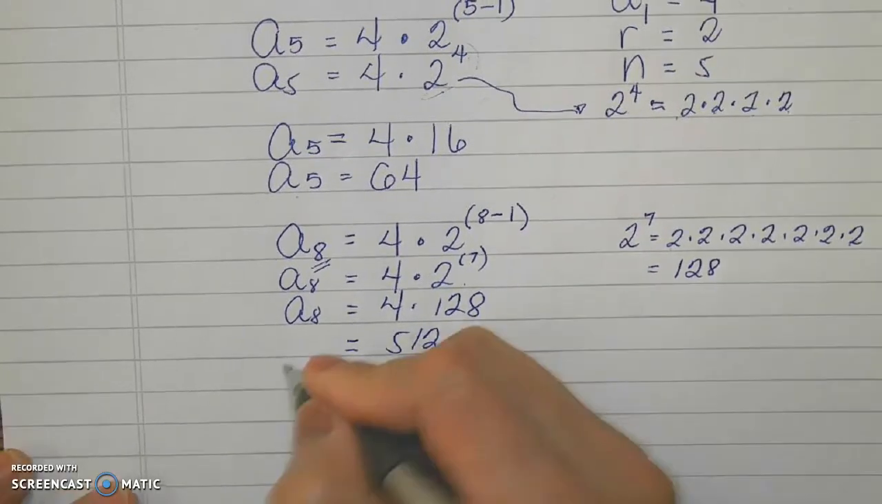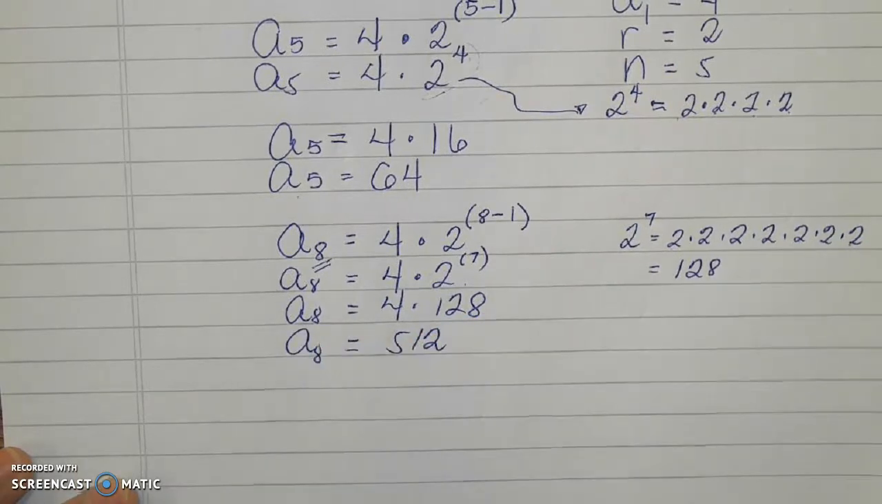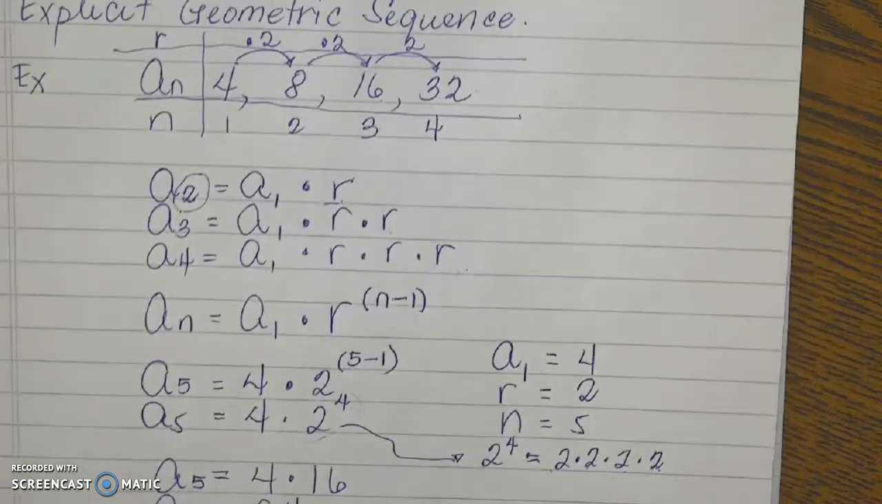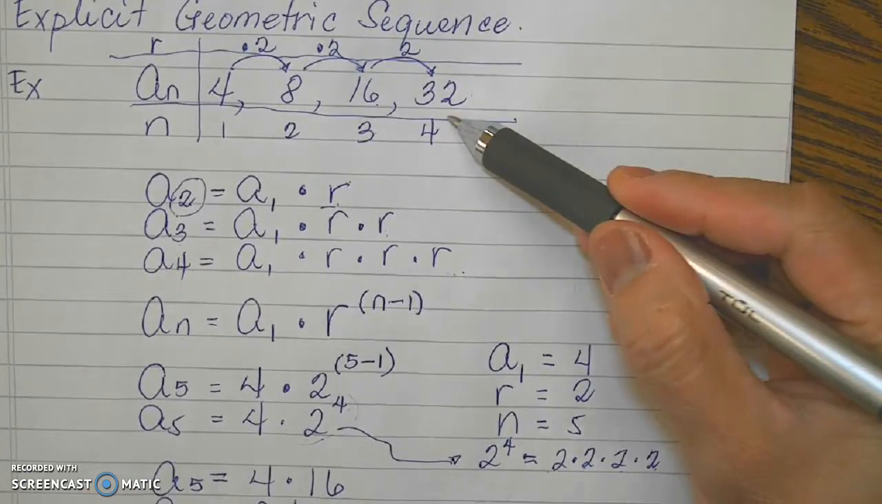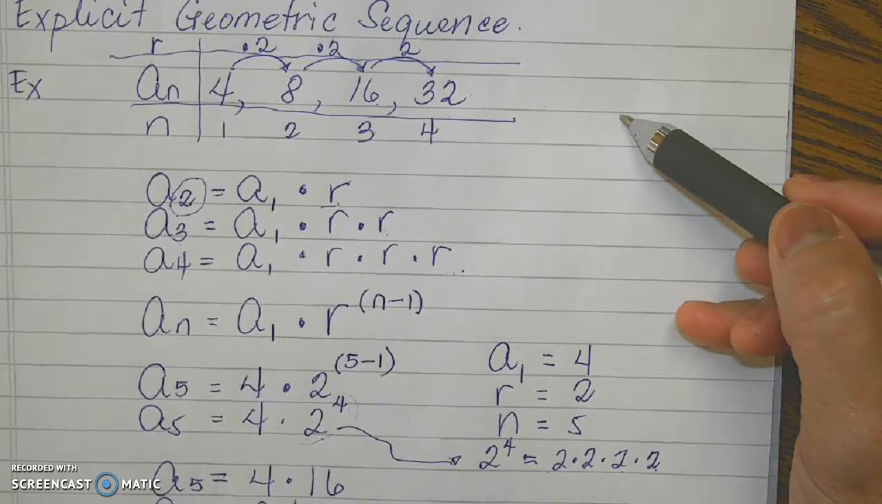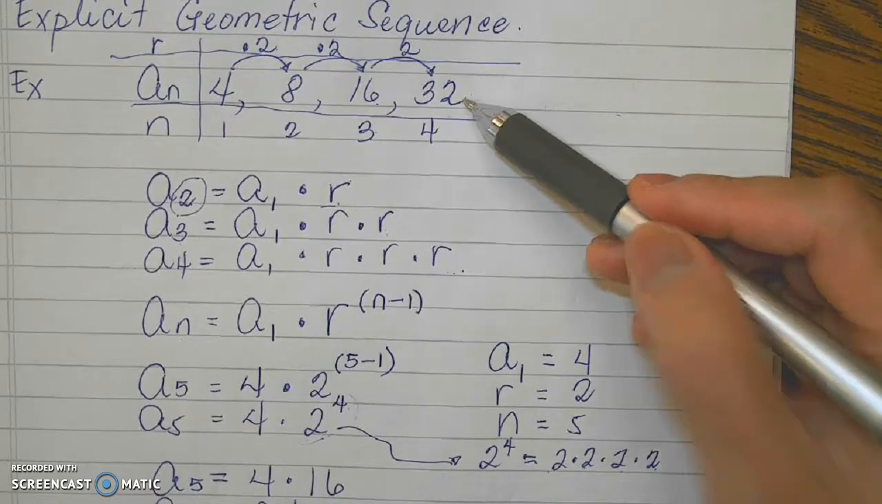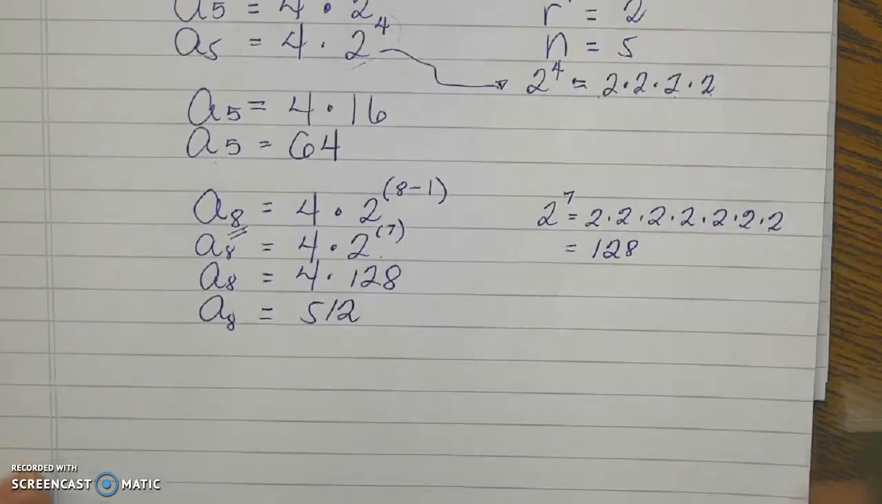My challenge to you is go back to your sequence, extend this up to the 8th term by consistently multiplying by 2, and see if you're going to have 512.